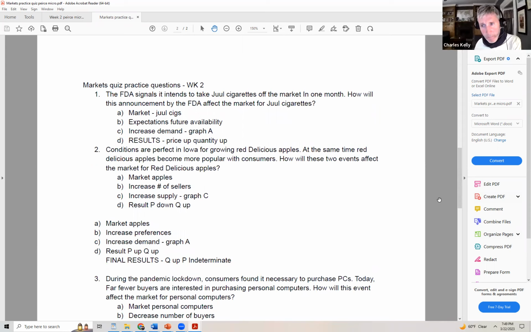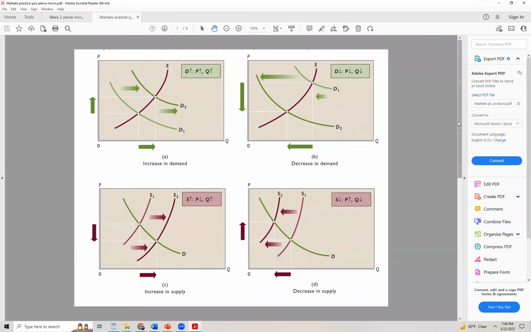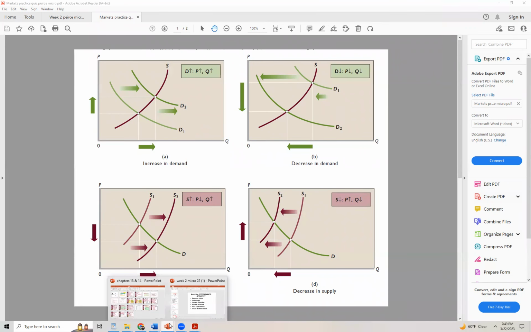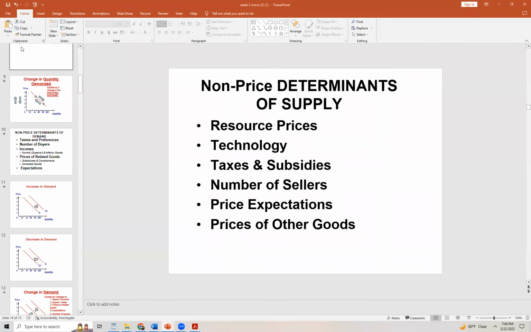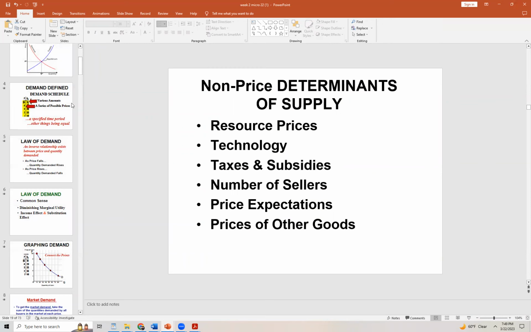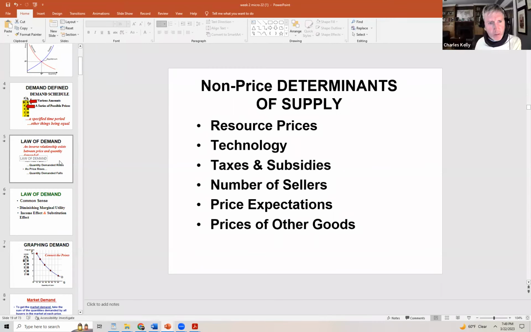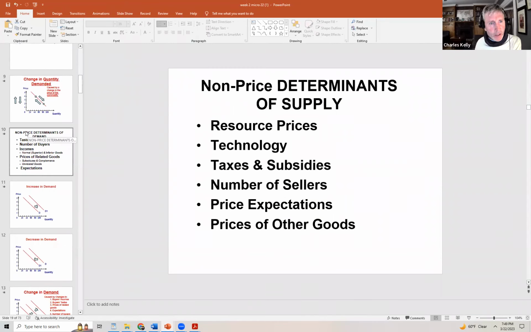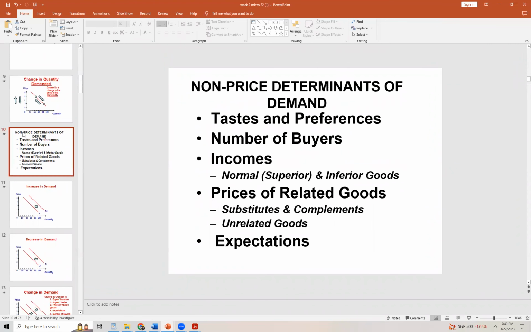Sure, which one? The demand sheet with the 6 points on there? So this one? Oh, no, no, yeah, I know what you mean. I got you. These are the 6 non-price determinants of supply, and then here are the, we're going too far, there it is. Here's the 5 non-price determinants of demand. Okay.